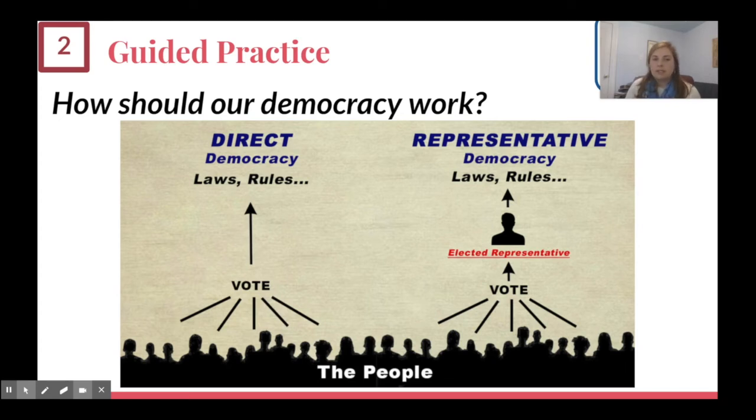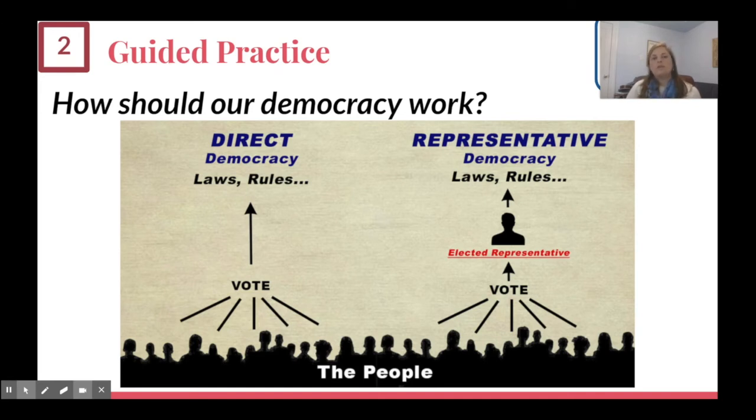Some of the differences between a direct democracy and a representative democracy or a republic. In a direct democracy, the people vote directly on the laws and rules of government. In a representative democracy or a republic, the people elect representatives to vote on those for us. So in our democratic republic we have a combination of those two things. We have both elements.